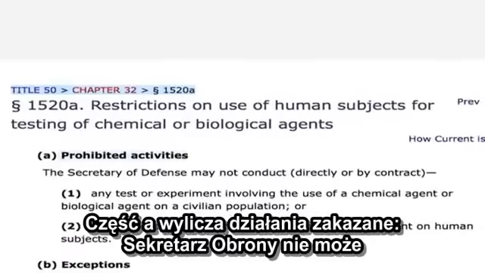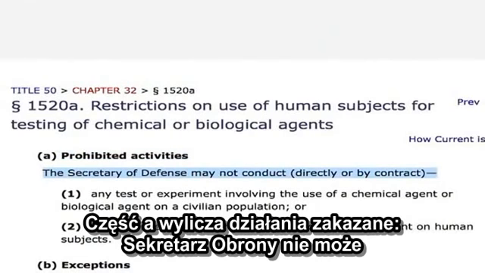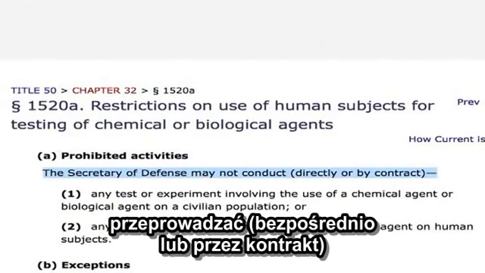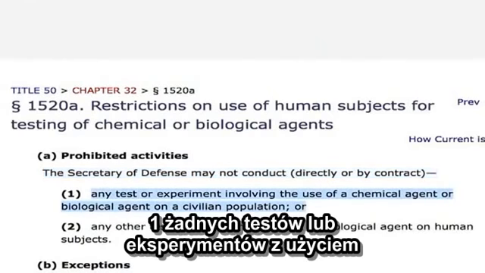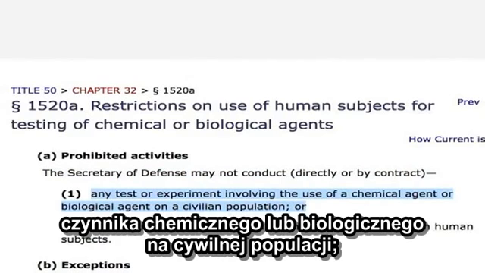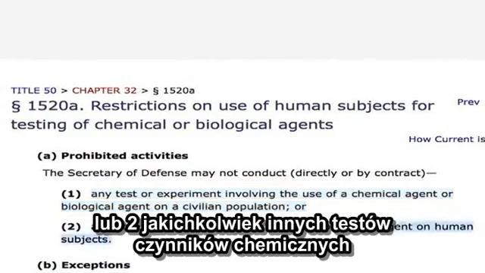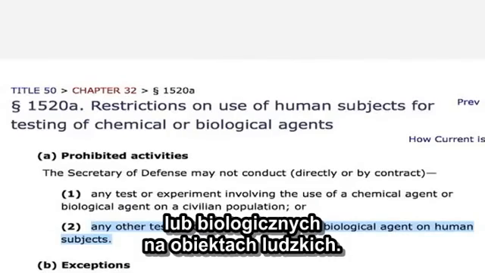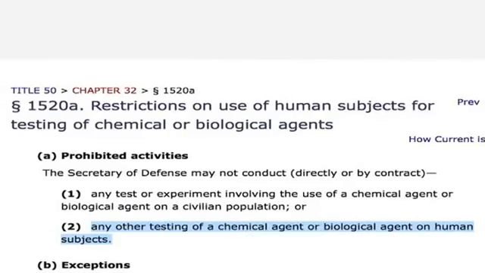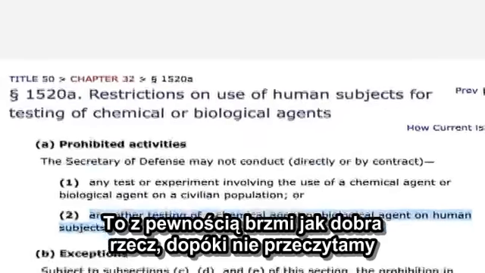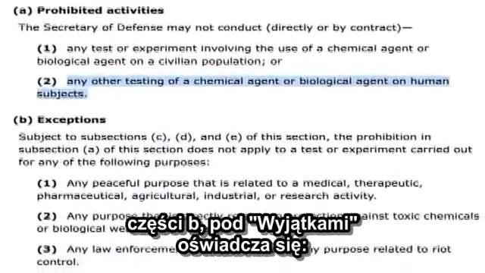Part A reads Prohibited Activities. The Secretary of Defense may not conduct, directly or by contract, 1. Any test or experiment involving the use of a chemical agent or biological agent on a civilian population, or 2. Any other testing of a chemical agent or biological agent on human subjects. Well, that certainly sounds like a good thing until we read Part B.